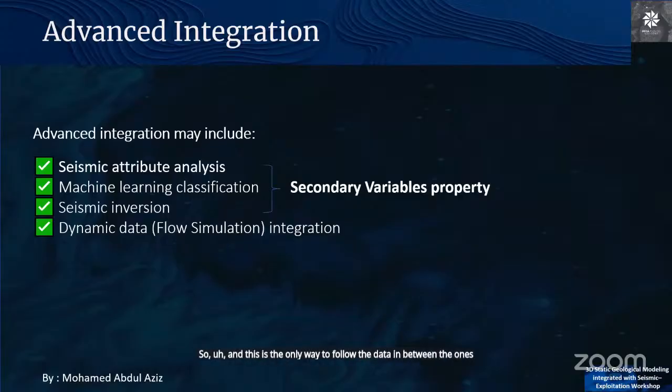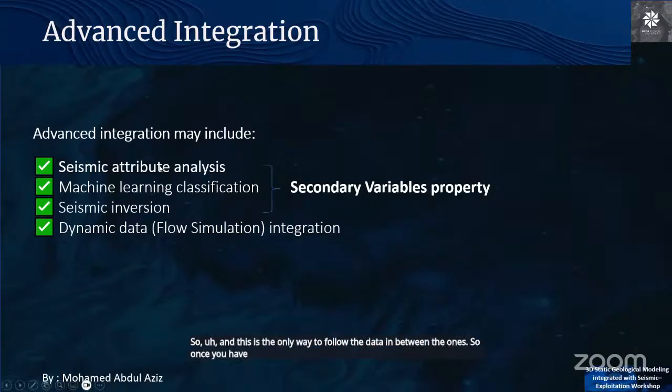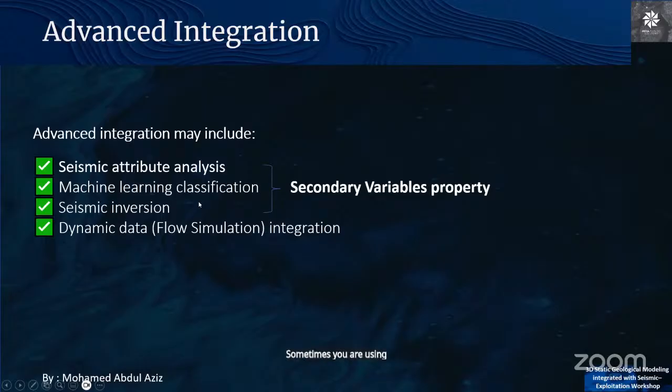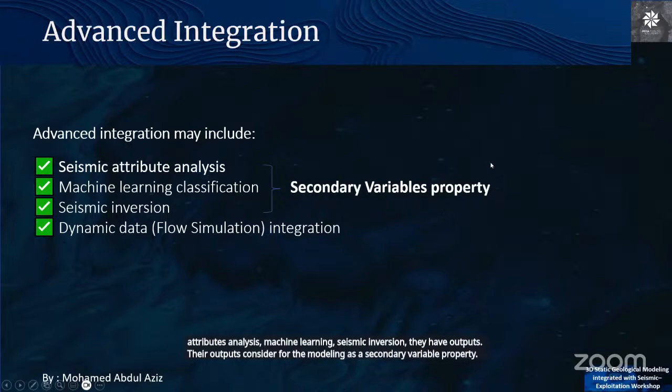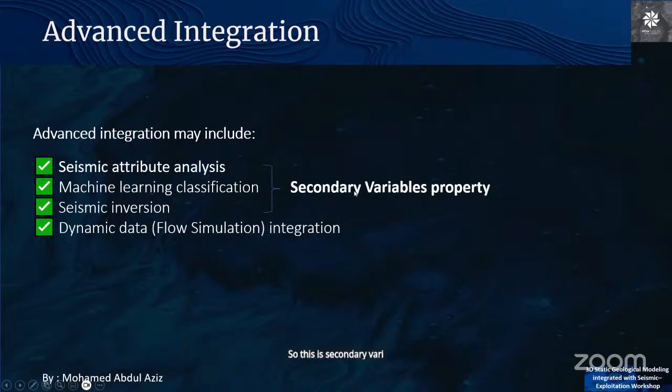So once you have a good analysis for seismic attributes, sometimes you are using machine learning classifications, and a certain type of seismic inversion, and for sure the dynamic data integration. Seismic attributes analysis, machine learning, seismic inversion, they have outputs. Their outputs are considered for the modeling as a secondary variable property. This secondary variable property is very useful.